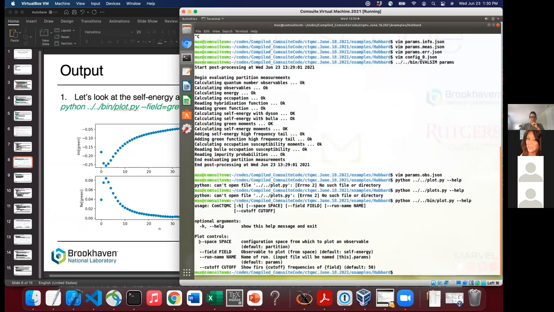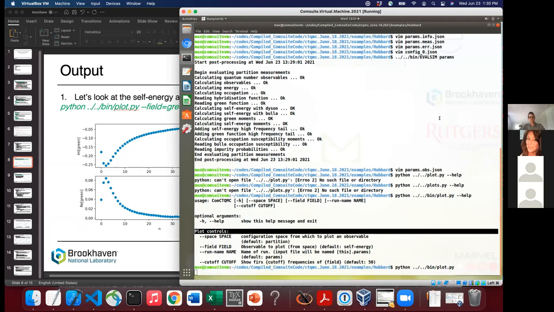So you can say what configuration space you want to pull an observable from. By default, it'll look at the partition. You can say what observable you want to look at, so you can put green, self-energy, expansion histogram. And if you aren't using params as your run name, you can set it here. So if we just do it by default, it'll show self-energy.